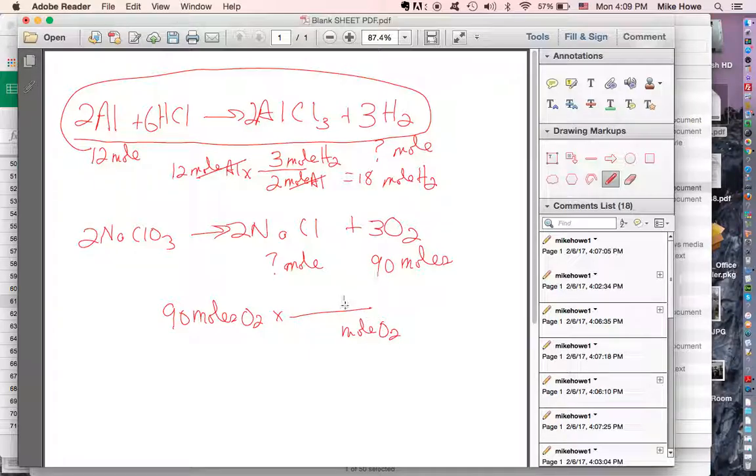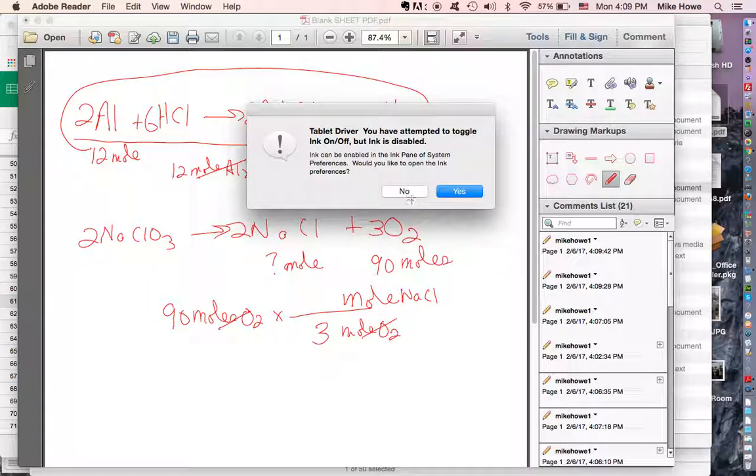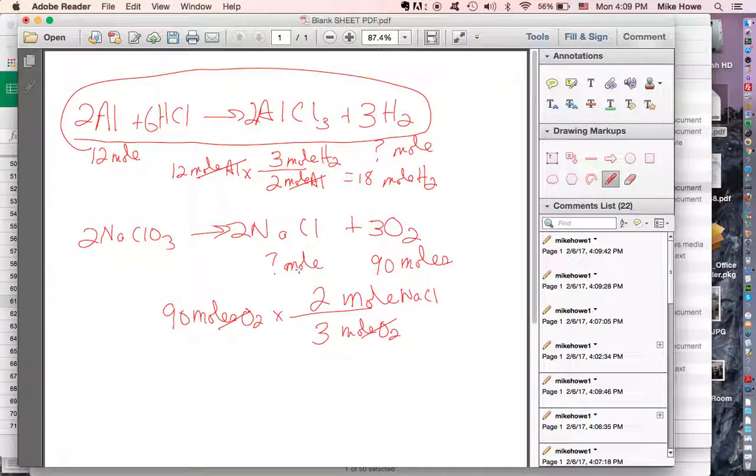On the top, you're going to put what you're looking for, and in this case we're looking for NaCl. So put NaCl. Moles of oxygen, we know, are going to cancel out. In the chemical equation we can see that when 3 moles of oxygen are produced, see that 3 goes there because the 3 is with the oxygen, we also produce 2 moles of NaCl. So now we have 90 times 2 divided by 3 equals 60 moles of NaCl. If we were to produce 90 moles of oxygen, we would also produce 60 moles of NaCl.